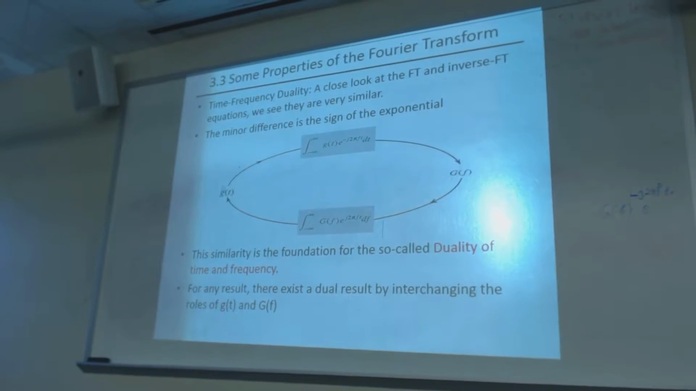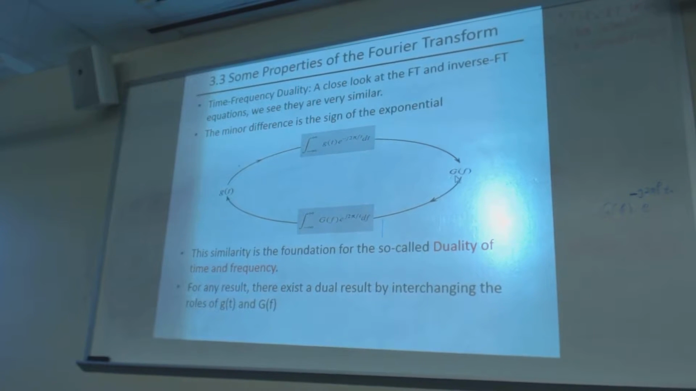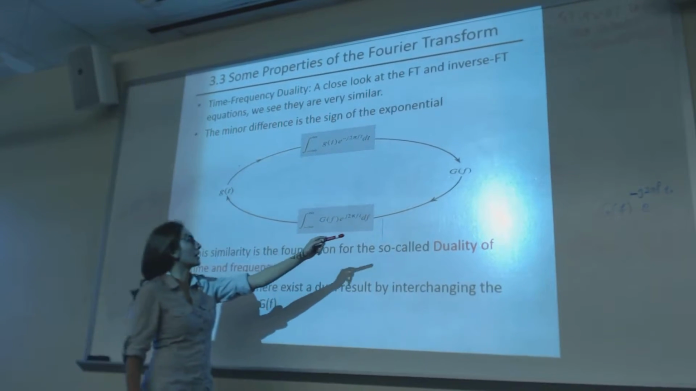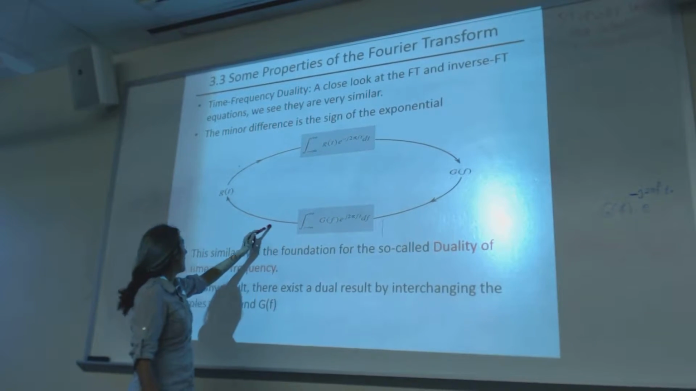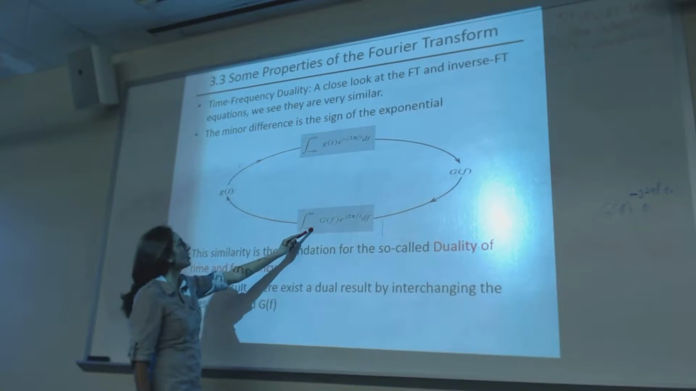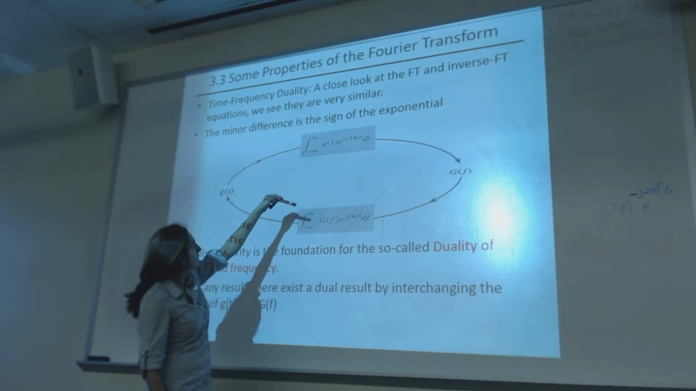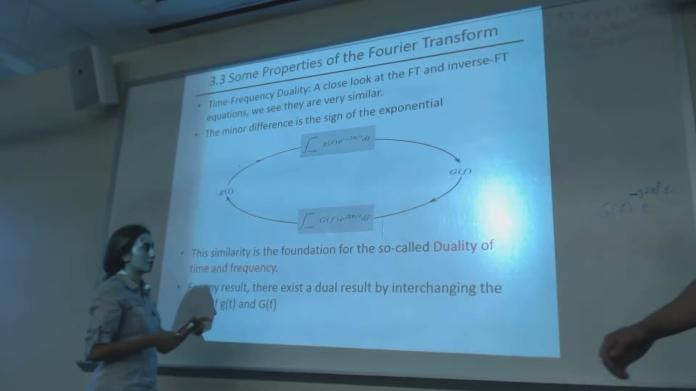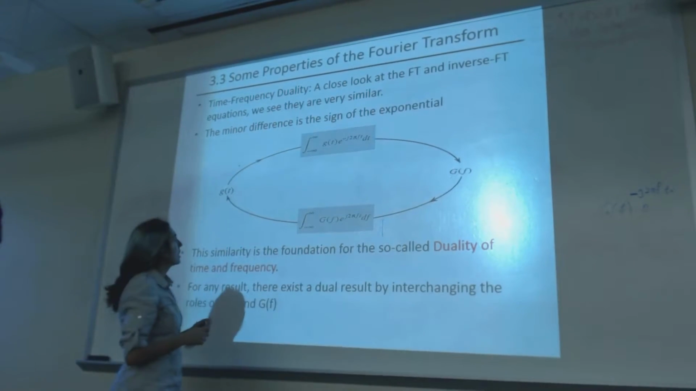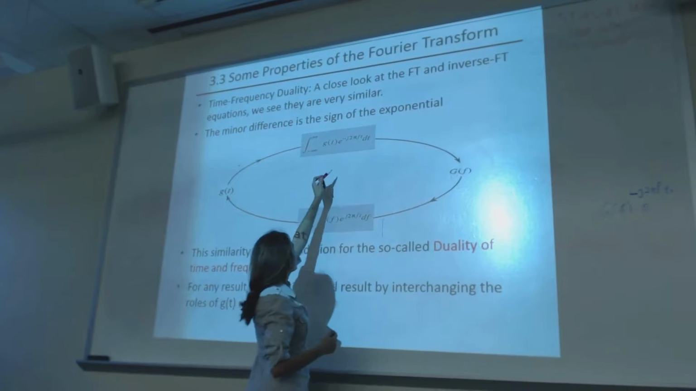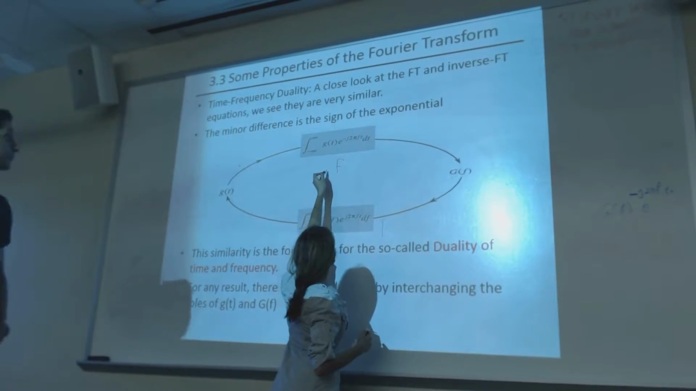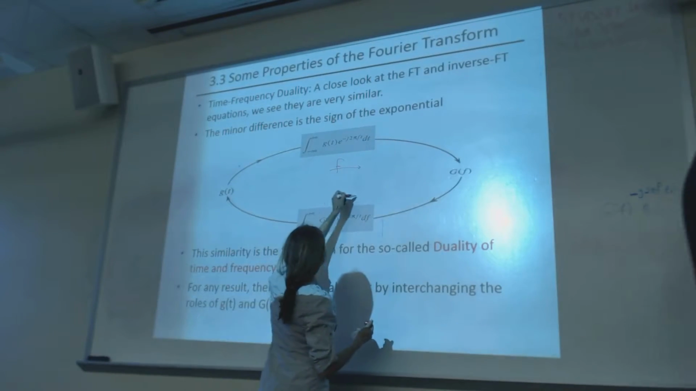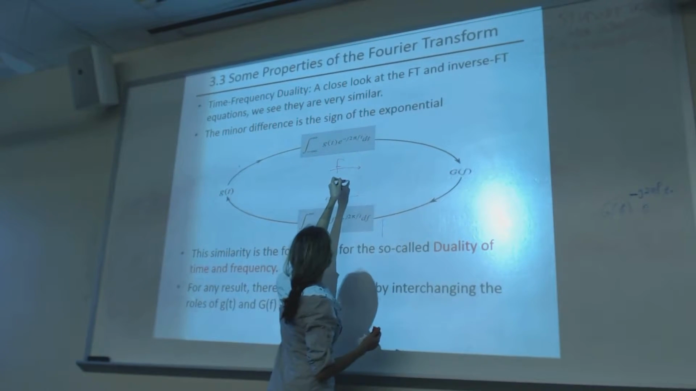If I have g, I can easily find G of f by this formula. And then if I have G of f, I can easily get back my g by this formula. And you see there is a very close relationship between these formulas. They are very similar. That's how we get this duality of time and frequency. Going from this way to this way, we take a Fourier transform, and going back is the inverse Fourier transform.